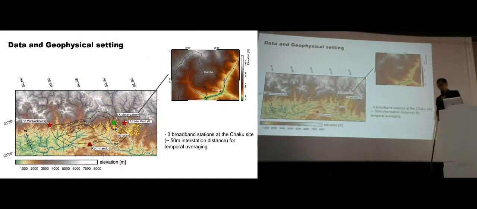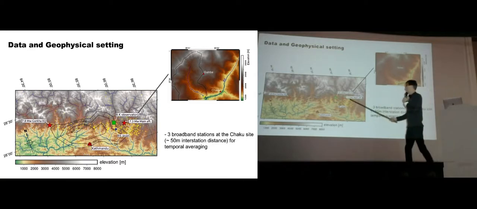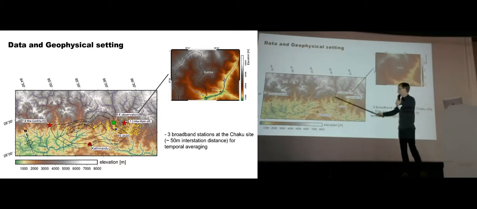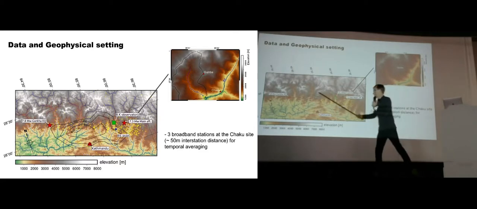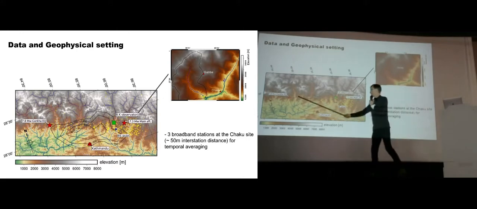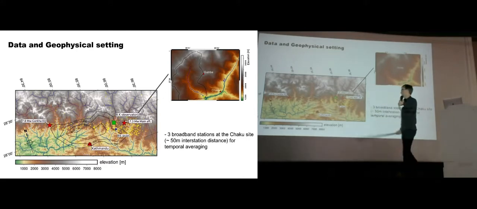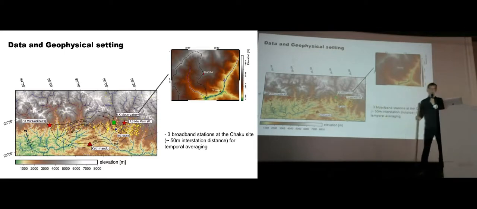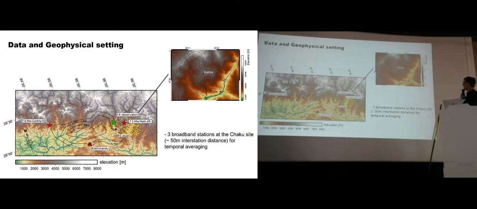The geophysical data set is composed of an array that we installed in the Botekoshi Valley, which is kind of at the edge of the fault plane of the Gorkha earthquake. The epicenter was over here. There was a large aftershock here, so we experienced quite significant shaking in this area.